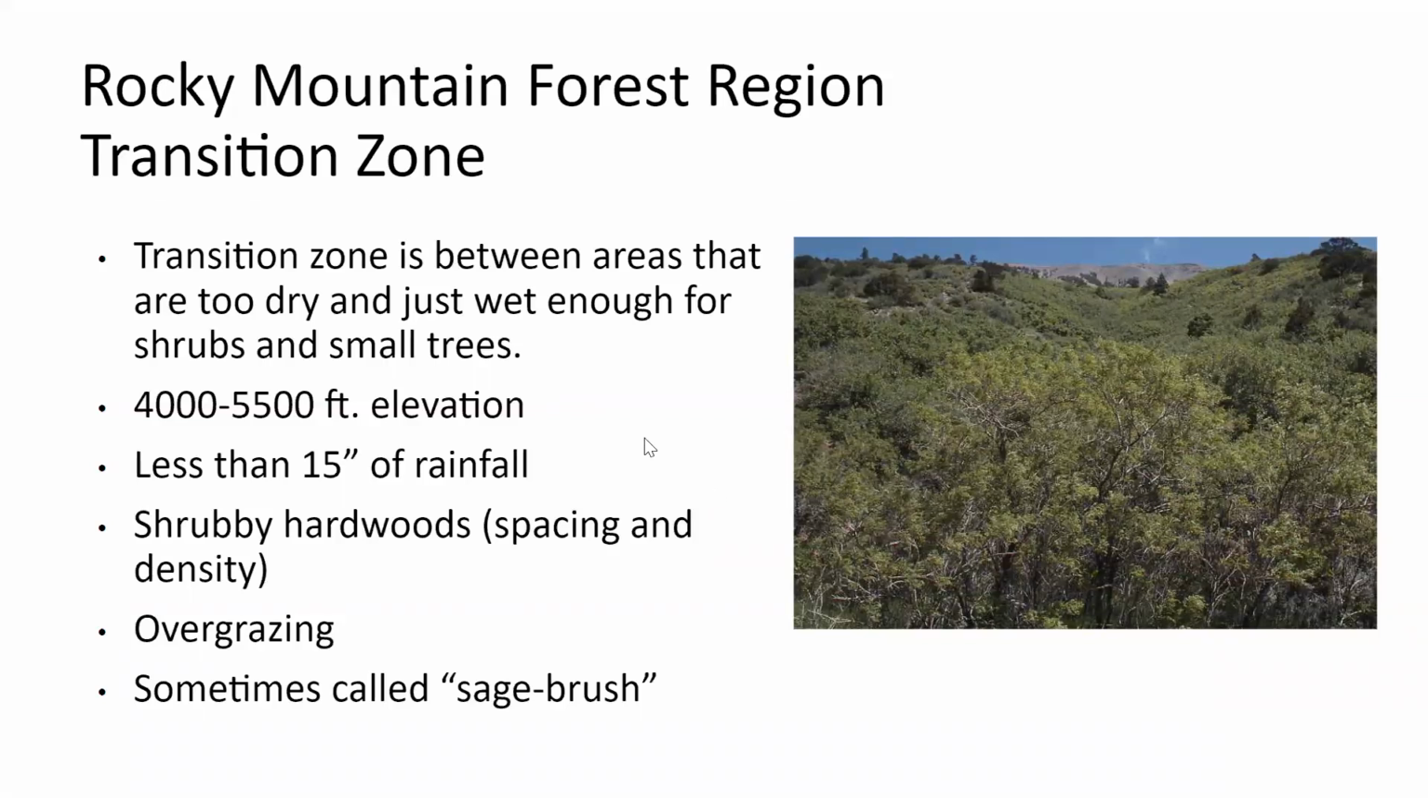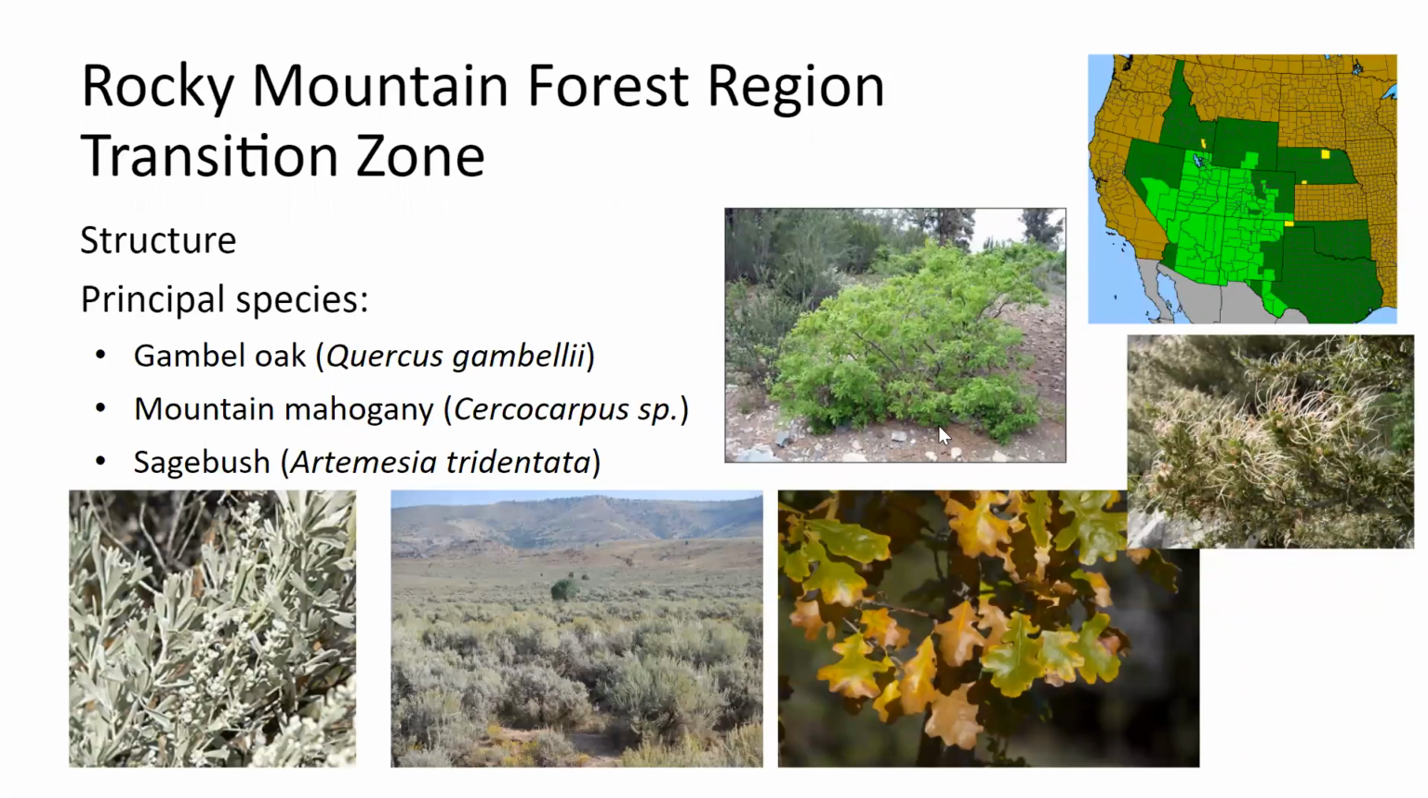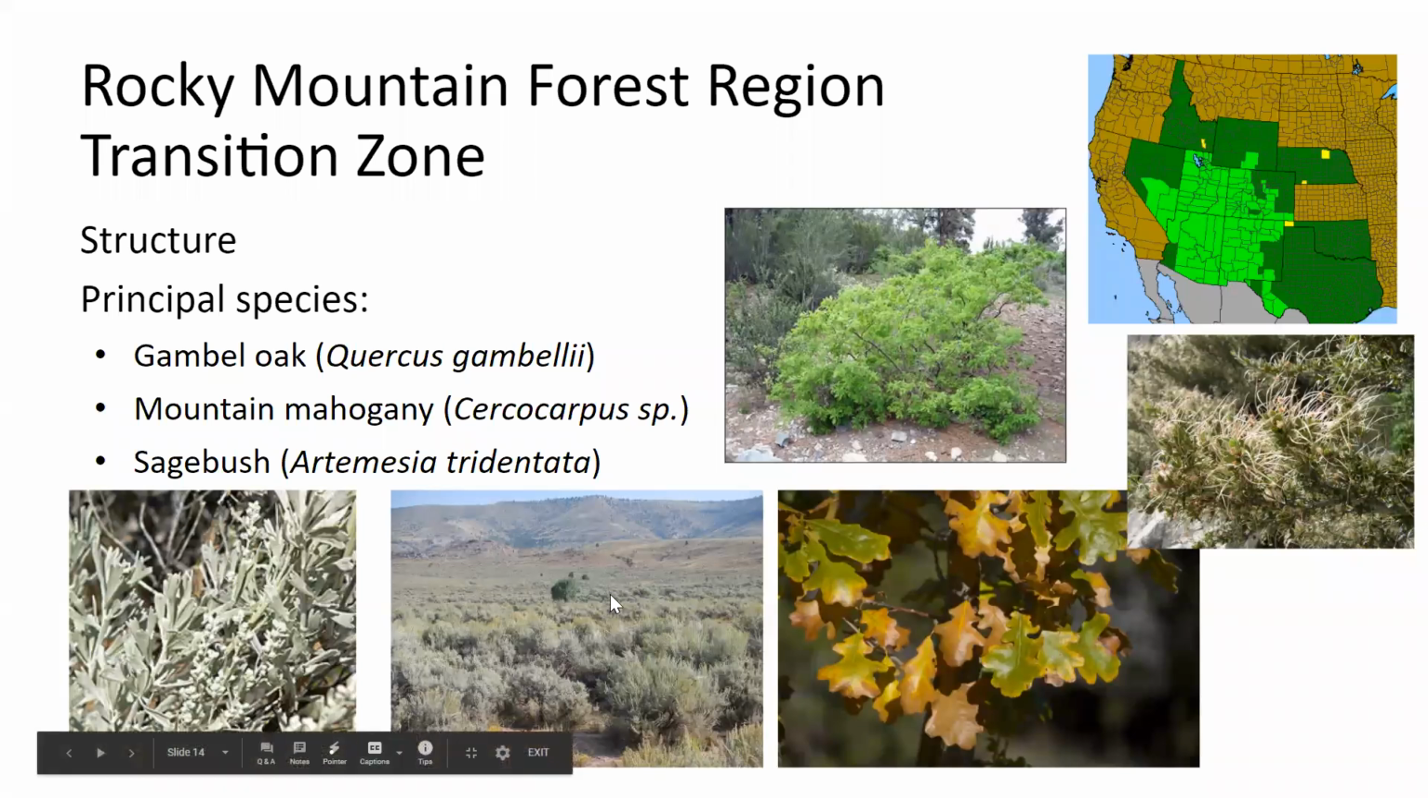These areas are susceptible. One of the threats that's unique to the system is overgrazing. There's a lot of ranches out in this area of the Rockies. And sometimes you'll hear people call this sagebrush. So we'll talk about the different principal species that are here. This sagebrush here is Artemisia tridentata. This is a really ubiquitous species in the Southwest. When I lived out there, you'd see vast areas that were covered with this sagebrush.